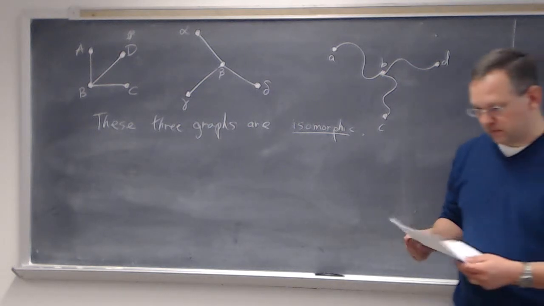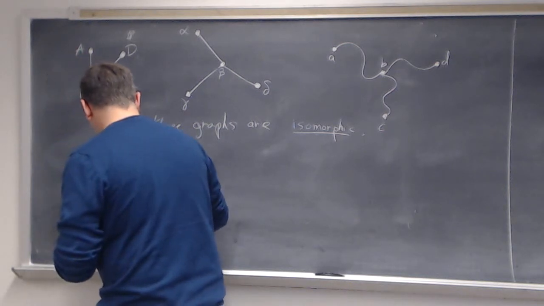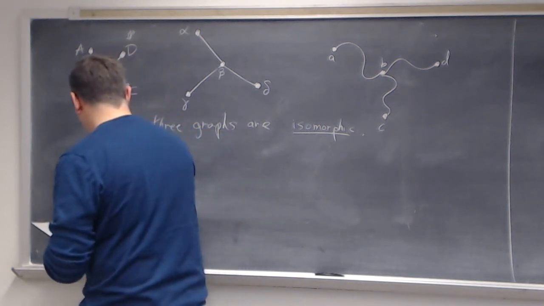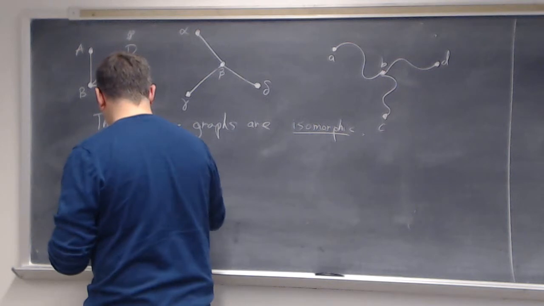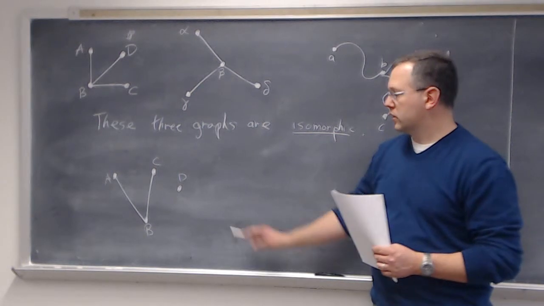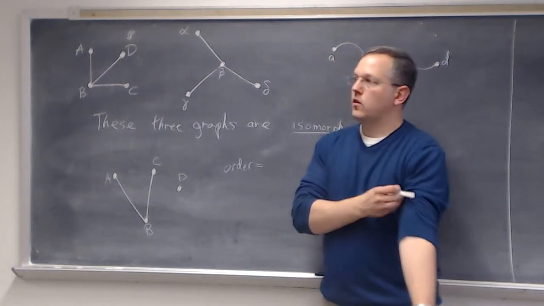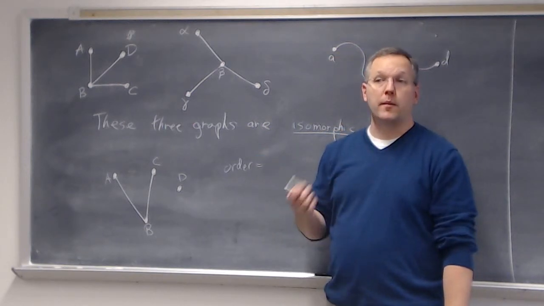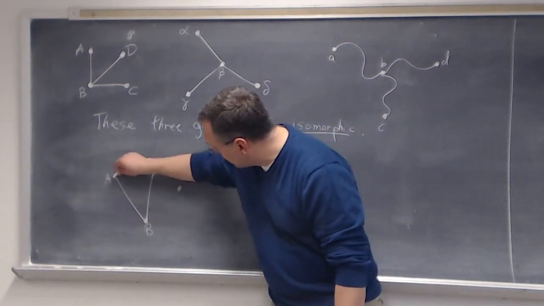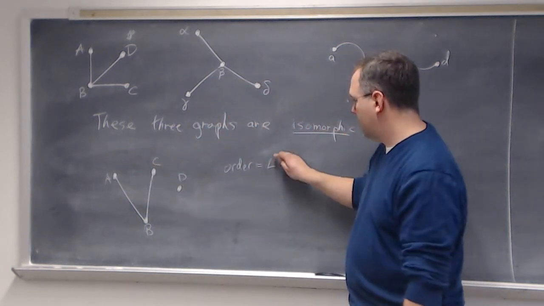How about another graph? Look at this graph right here. What is the order of this graph? I define the order to be the number of vertices. These dots are the vertices. How many are there? 1, 2, 3, 4. Very good.